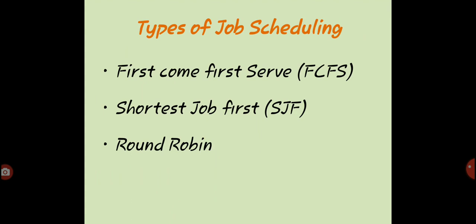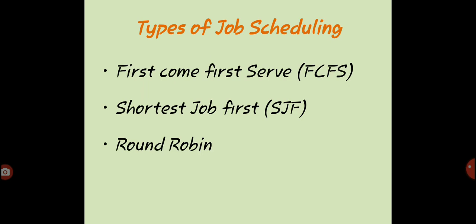Then these are the types of job scheduling. Apart from this, there are many job scheduling algorithms. The main three we have given here: first come first serve, shortest job first, then round robin. First come first serve means whichever job comes first will be served, irrespective of the availability of resources, the running time, the processing time, or the priority. Whichever comes first is served first, whichever comes second is served second, according to the queue. You know what a queue is, right? So that is called first come first serve.